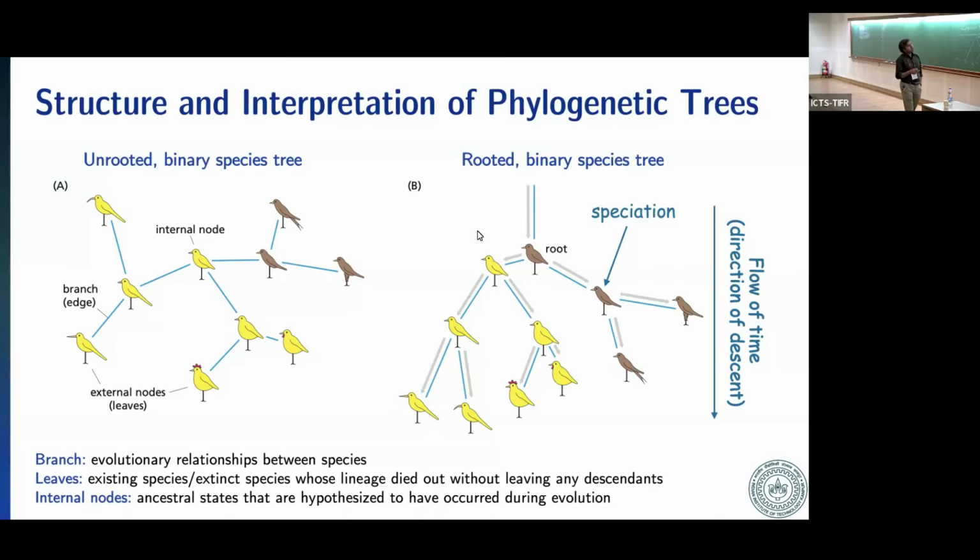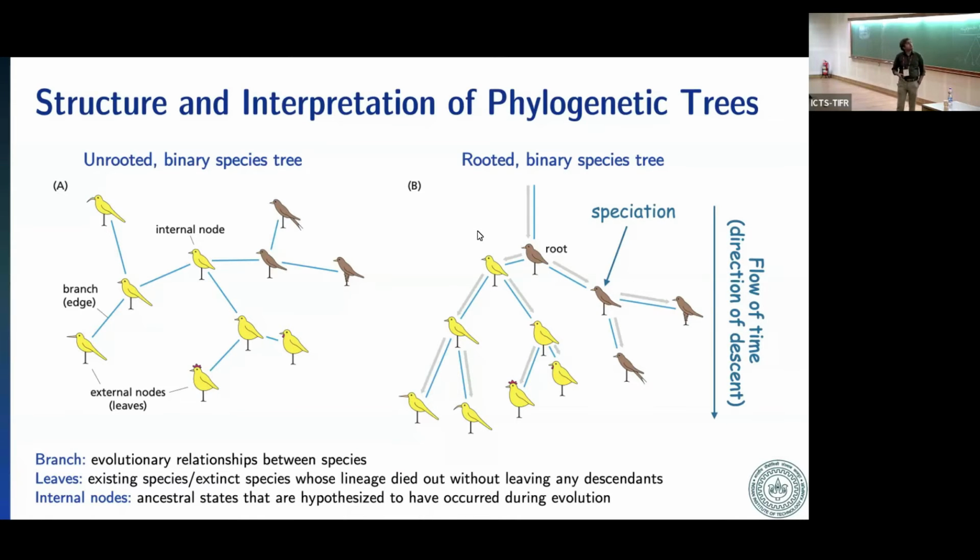When we have defined this root, then this also indicates a direction of descent, that is, the flow of time. So the root itself is like the very initial time, and as you move down from the root to any of the leaves, you are going forward in time. Okay. So that is what this rooted binary tree actually represents.